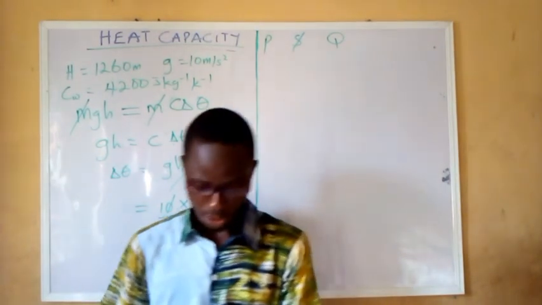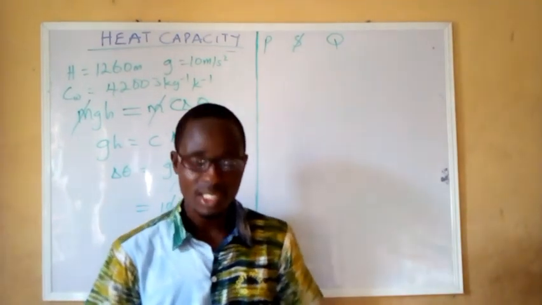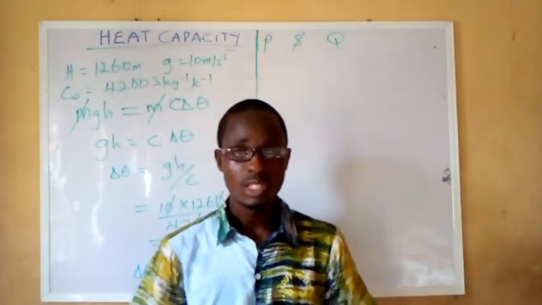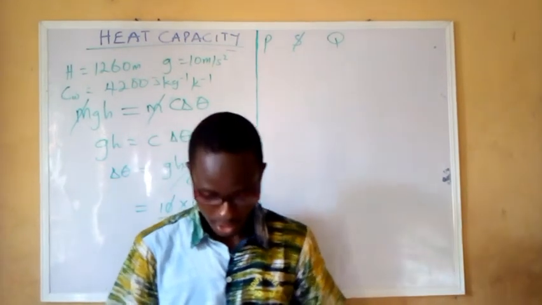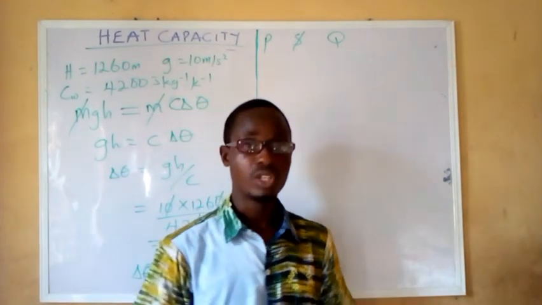Twice as that in Q. So if the masses of P and Q are the same, they have equal masses, they are supplied with the same quantity, with equal quantity of heat. So calculate the ratio of the specific heat capacity of P to Q.